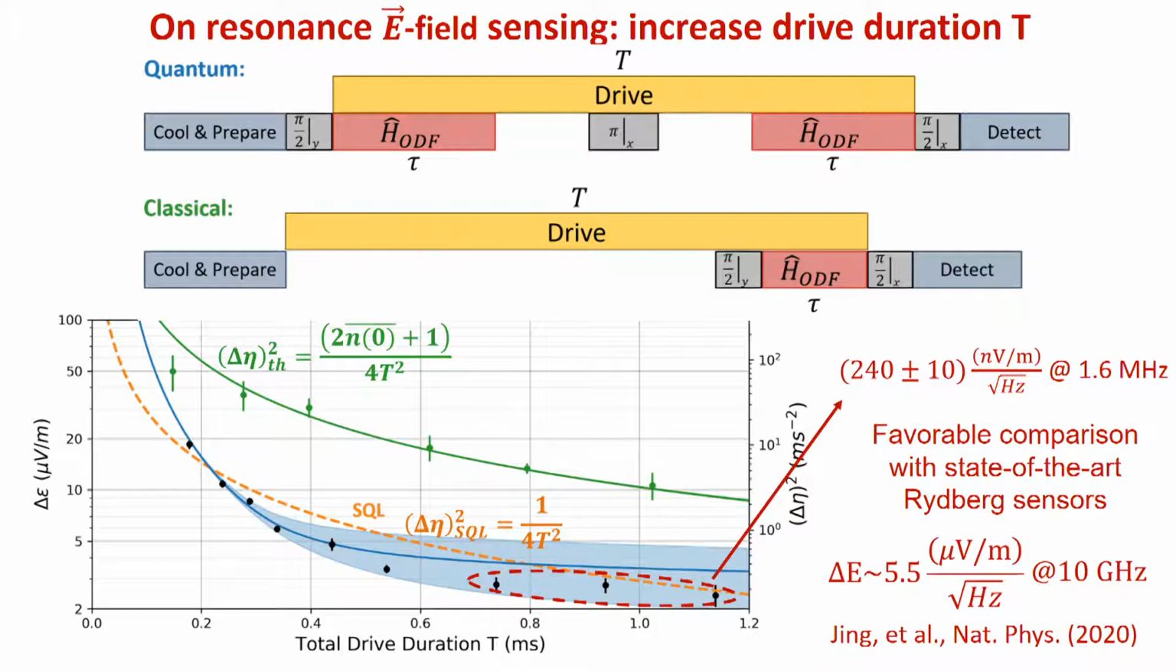And if we factor in our repetition rate, we're getting a sensitivity of around 240 nanovolts per meter in 1 second. Of course, this is at our center of mass frequency of 1.6 megahertz. And we think this might be a record for an atomic electric field sensor. It compares favorably with this result of 5.5 microvolts per meter per second for a Rydberg atom sensor, which of course is at 10 gigahertz.